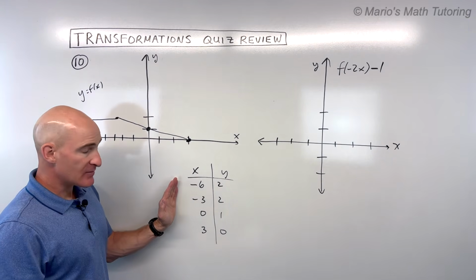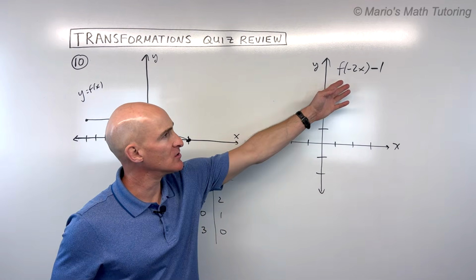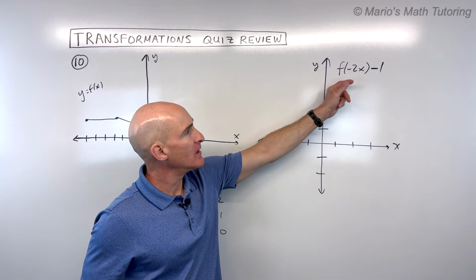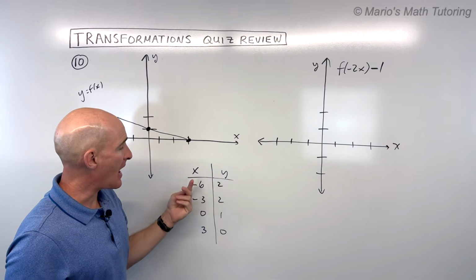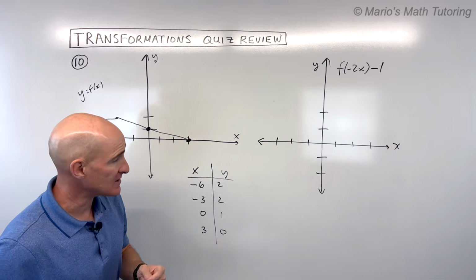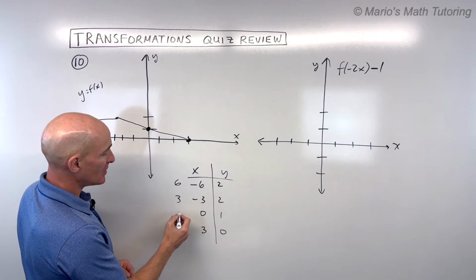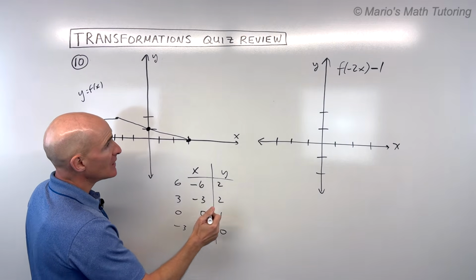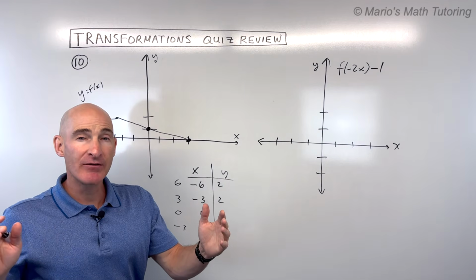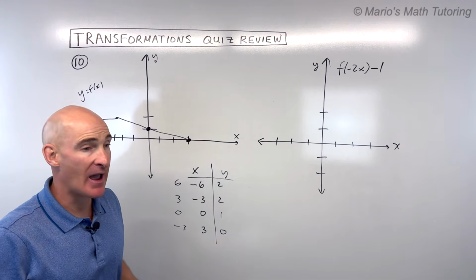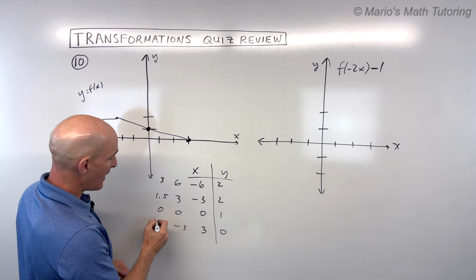Well, we can see I've got a table of some key points here on our graph. Okay, so what does this do to the graph? Well, the negative is going to take all the x values and make them the opposite. That's going to reflect it over the y-axis. So that means this is going to be positive 6, positive 3, 0, and negative 3. The 2 is grouped with the x. It's going to affect the horizontal direction, but it's going to have the reciprocal effect. It's going to multiply the x's by a half. It's a horizontal shrink by a factor of a half.